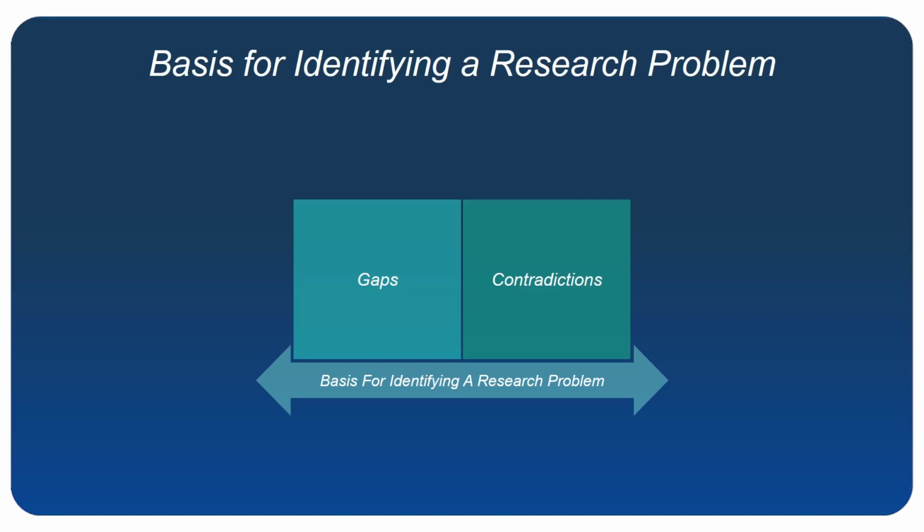Sometimes gaps may not be there, but contradictions in the results will be there. Contradictions between the results obtained by investigator A and investigator B. Then it becomes important for a third researcher to know whether A's findings are right or B's findings are right. In such a scenario, the issue becomes a research problem.